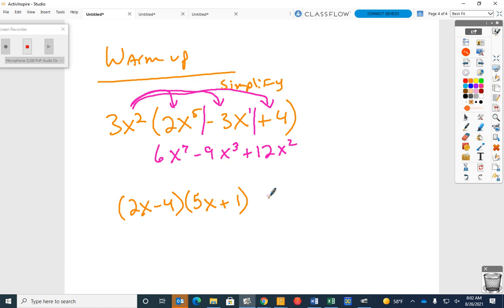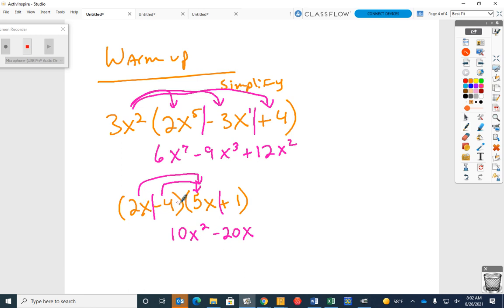Okay. What about this second one? What am I going to do on this one? Somebody help me. Okay, Jackson. So separate my terms, right? Okay, so 2x times 5x gives me what? 10. And then x times x is going to give me what? X to the second. Good. What's negative 4 times positive 5x? Negative 20x. Okay, and now let's do this one.